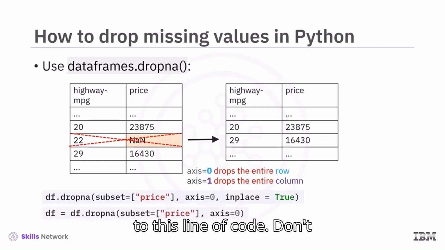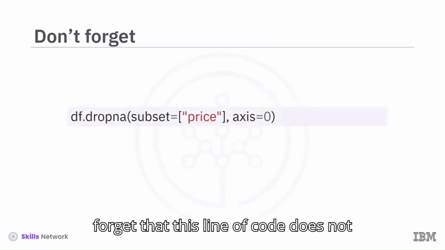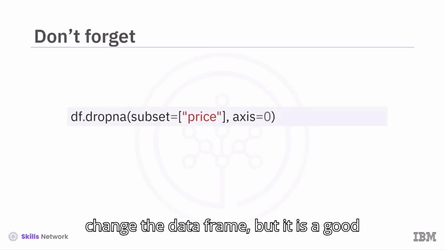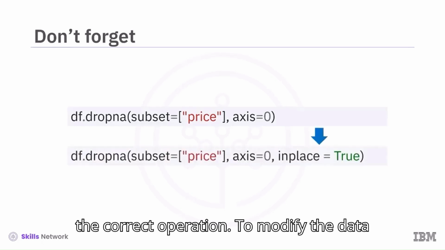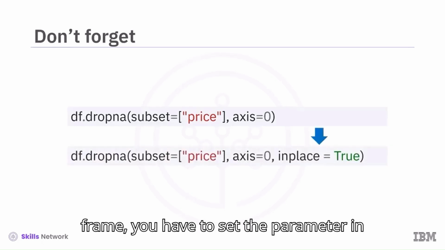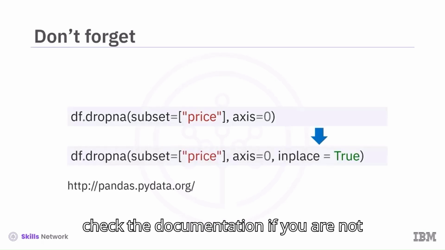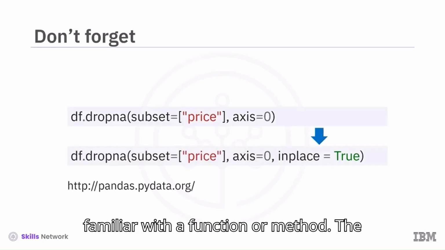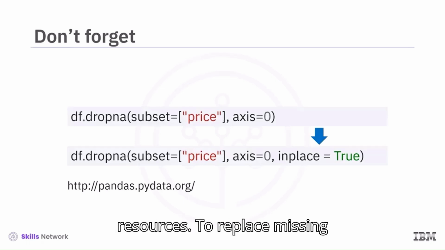This is equivalent to this line of code. Don't forget that this line of code does not change the data frame, but is a good way to make sure that you are performing the correct operation. To modify the data frame, you have to set the parameter inplace equal to true. You should always check the documentation if you are not familiar with a function or method. The Pandas webpage has lots of useful resources.